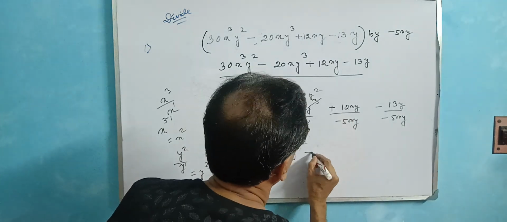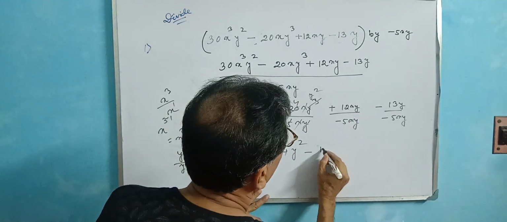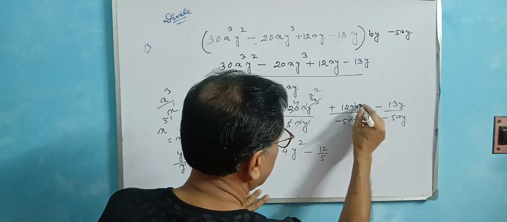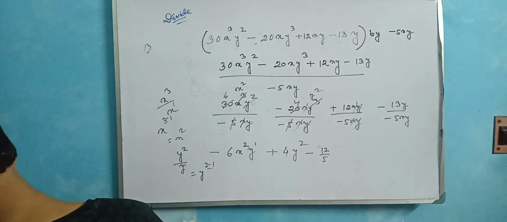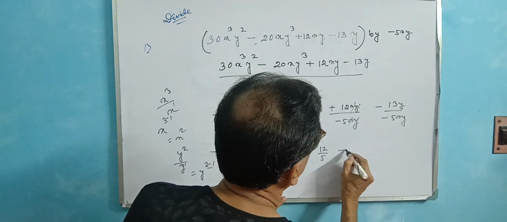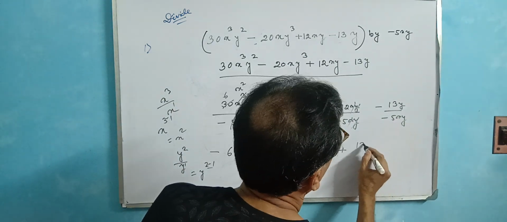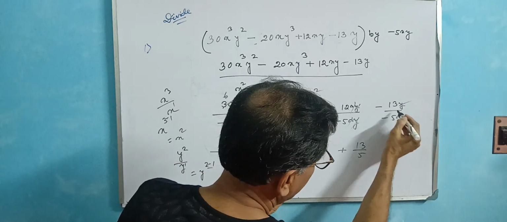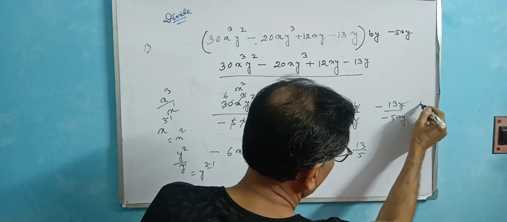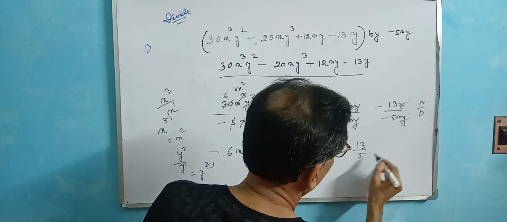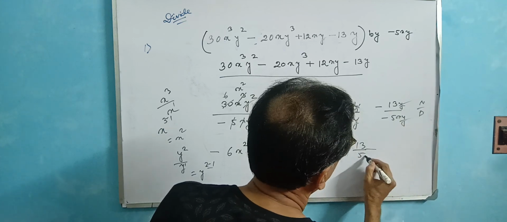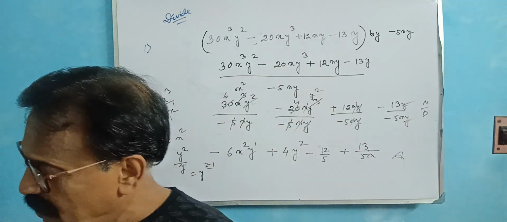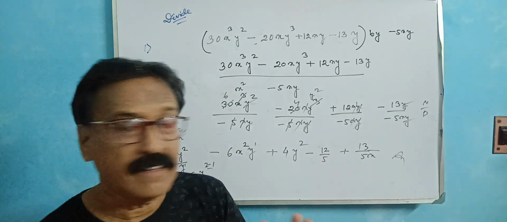Plus, minus, minus. Here is 12 by 5, this is not divisible, so 12 by 5. This is xy, this is xy. Now this is minus minus plus, so this is 13 by 5. And here is y and x is cut, but the x is in the down part: this is the numerator, this is the denominator. So here is 5x. This is the answer. Clear? No problem at all. Don't panic.